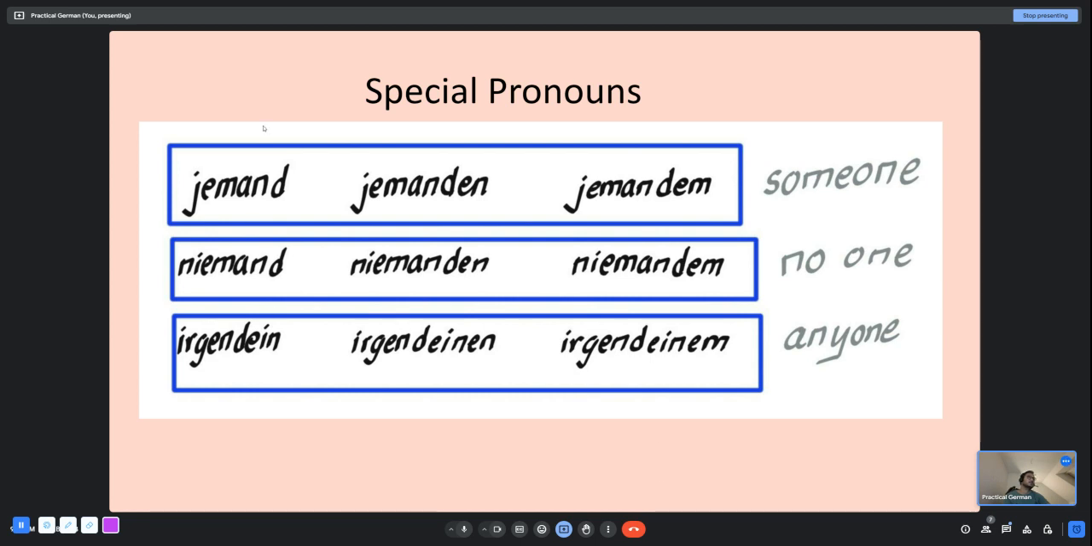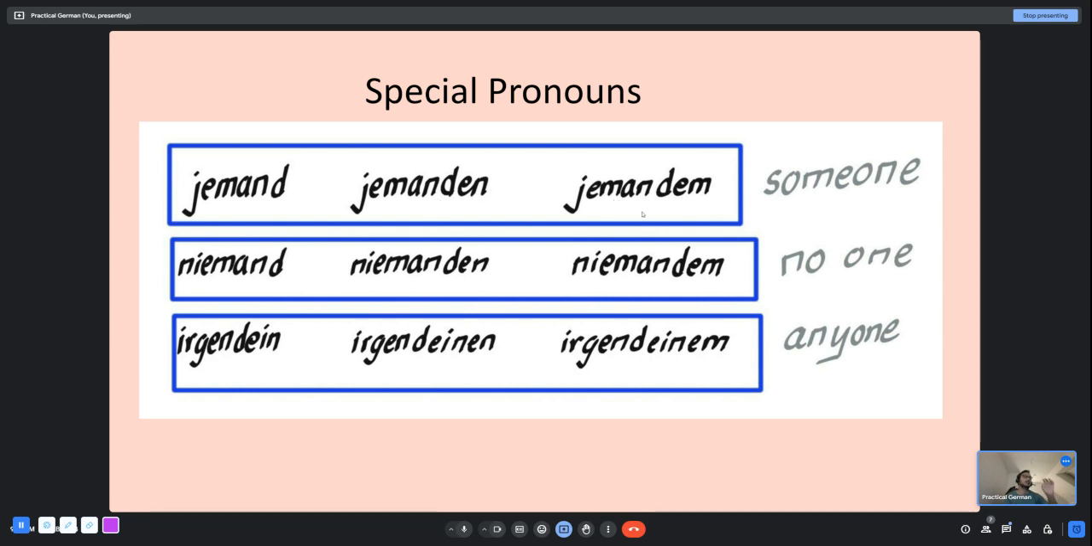For example, someone is there: "jemand ist da." Or someone is helping me: "jemand hilft mir." If you want to say I am helping someone, you will say "ich helfe jemandem." I hire someone: "ich stelle jemanden ein." So in German, nominative case it's jemand, accusative jemanden, dative jemandem.